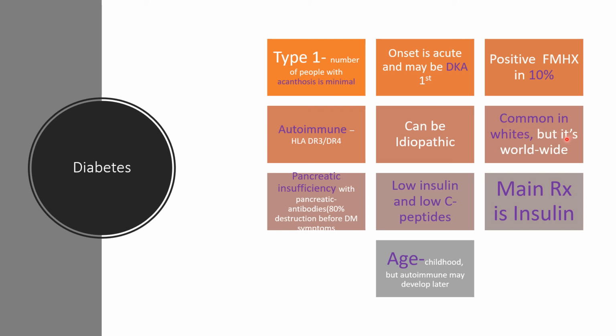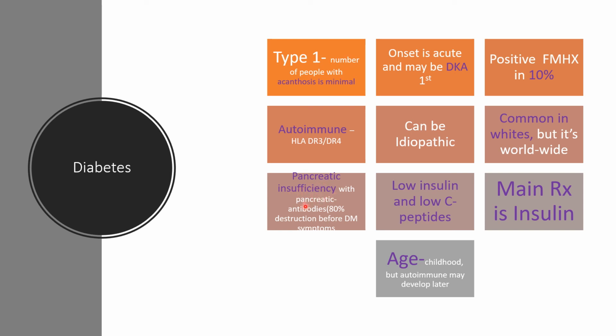But we should tell ourselves the truth, it is worldwide. So it is found in Blacks, found in Asians, found in whites, found in Hispanics, Latinos, found everywhere, but more in whites. That is type 1. Here, the pancreas is in trouble. We'll be dealing with a situation where pancreatic function is insufficient.